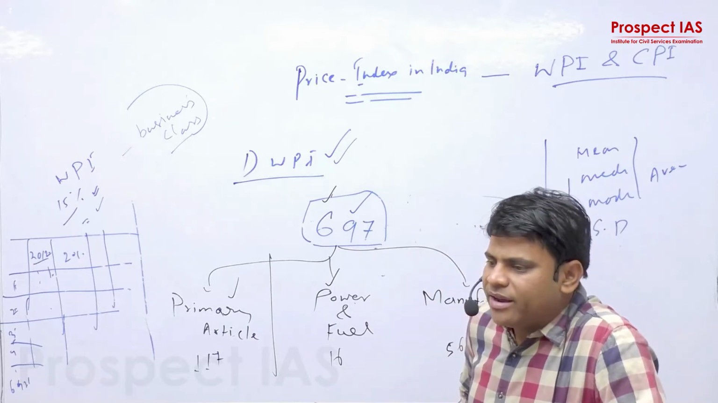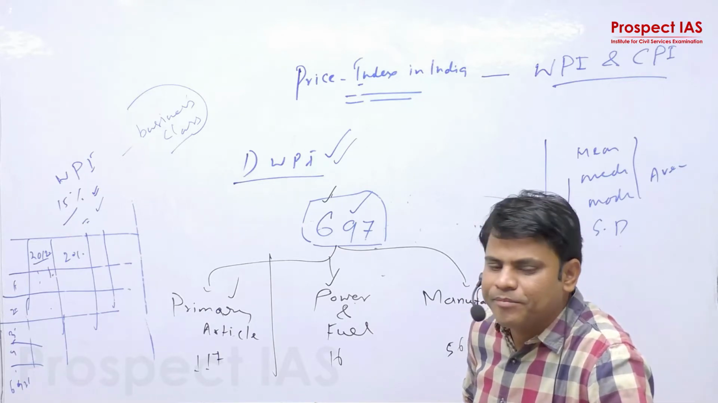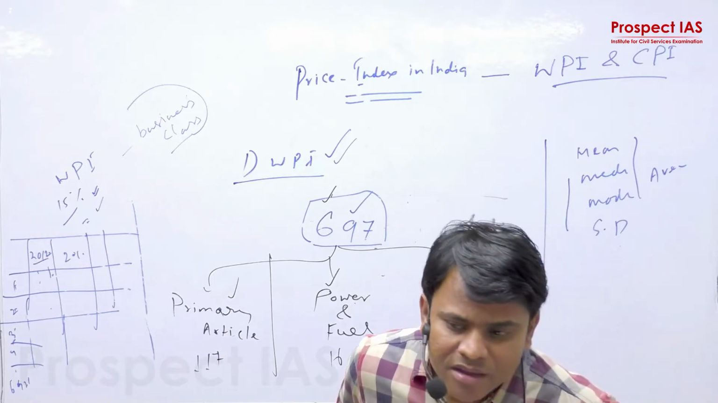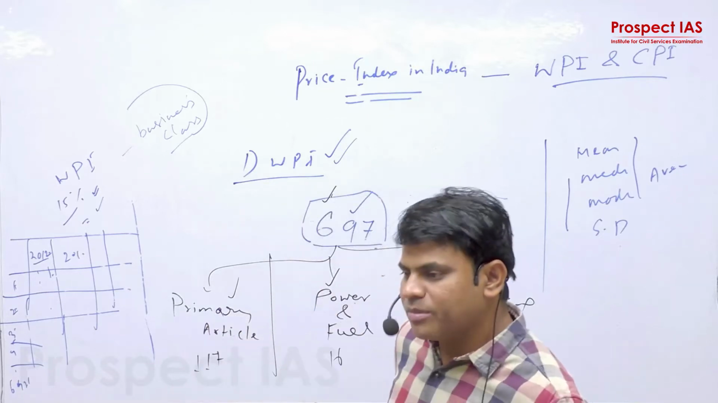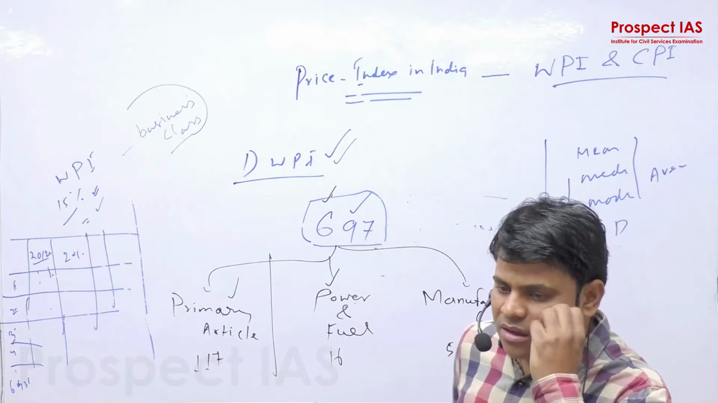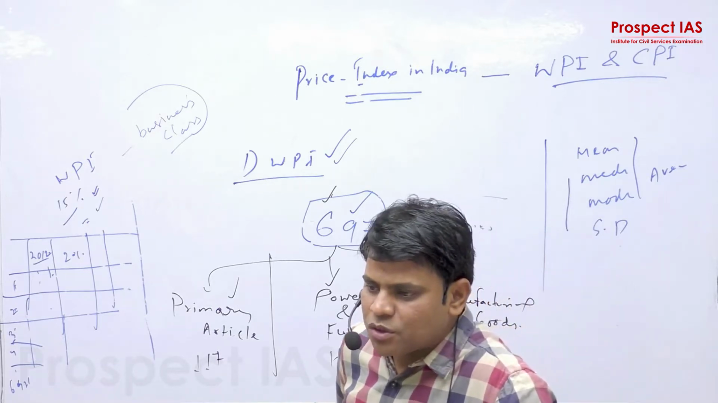Do you have any idea what we mean by primary articles? Which products? Agricultural. So agricultural product is one of the primary articles. But we may have other primary articles as well. So how do you define it?